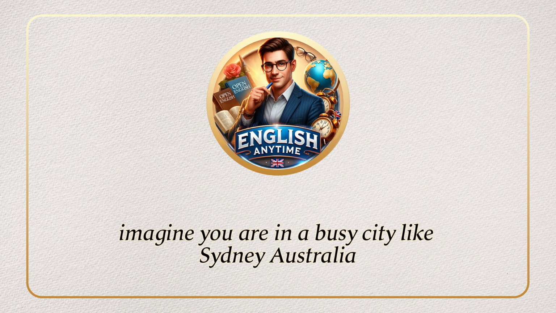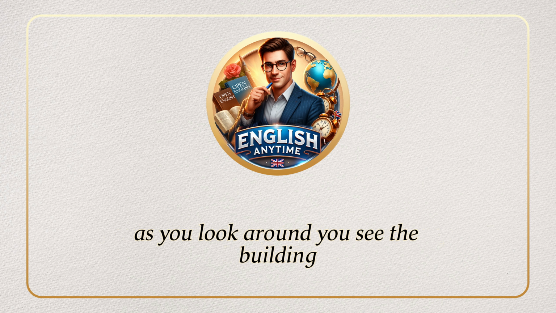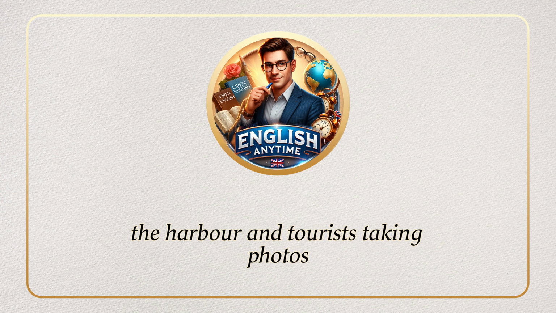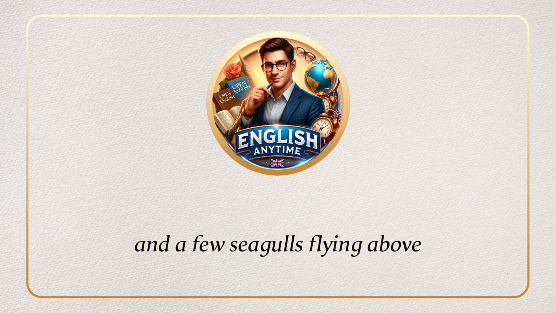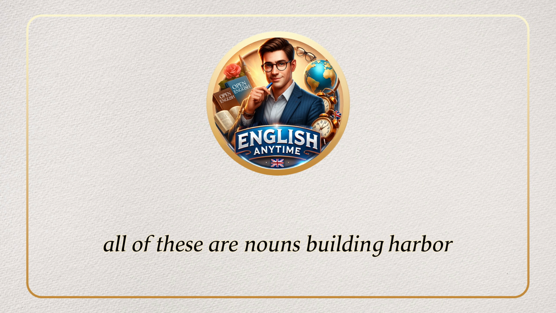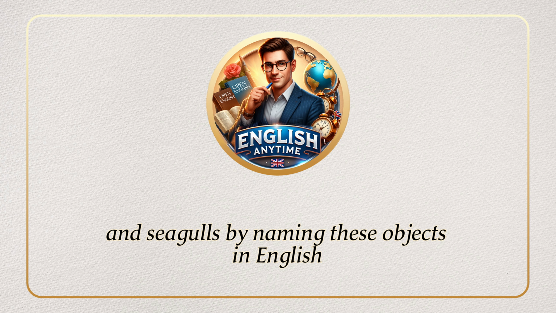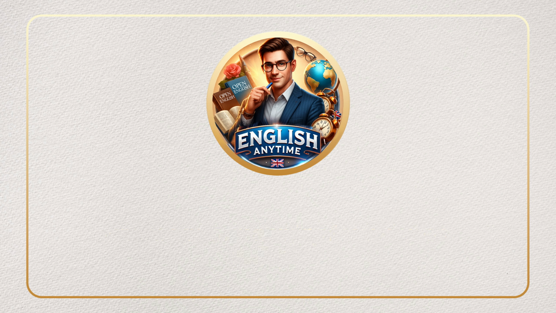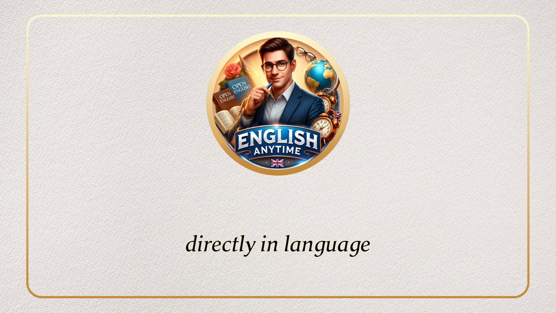Let's begin with an example. Imagine you are in a busy city like Sydney, Australia. You are standing by the famous Sydney Opera House. As you look around, you see the building, the harbor, and tourists taking photos. You also notice a boat in the water and a few seagulls flying above. All of these are nouns: building, harbor, tourists, boat, and seagulls. By naming these objects in English, you are practicing how to think about your surroundings directly in the language.